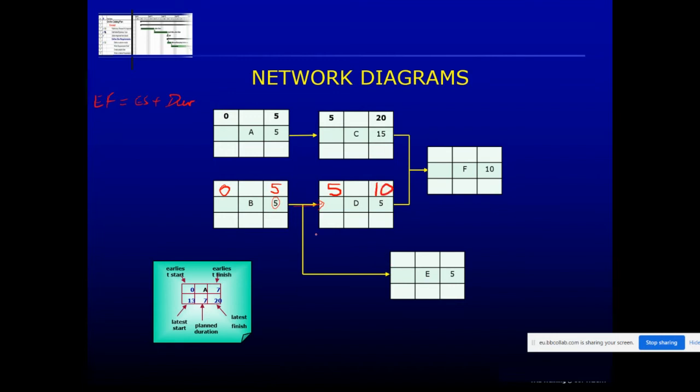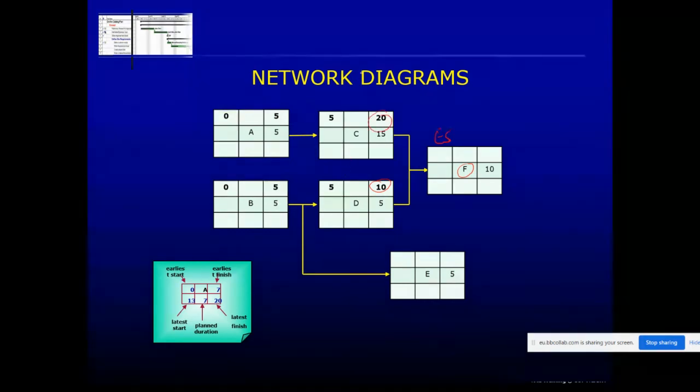We can also work out this one because E comes after B. B finishes on day 5, therefore E can start on day 5, and this would be day 10. Now we can work out F. Let me just get to there. Now we can work out F's early start. What is the early start of F? It's either 10 or 20.